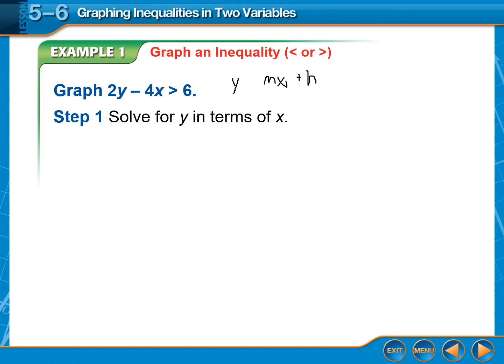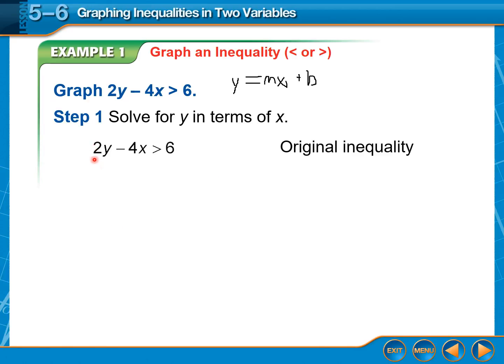Now, the only difference is that instead of using y equals, we're still going to use y equals because we're graphing a line, but our inequality is going to follow us throughout the problem. But we need to make this line y equals mx plus b in order to find the boundary. So that's what it means by solve for y in terms of x. They want you to rewrite this inequality so that it's y equals mx plus b.